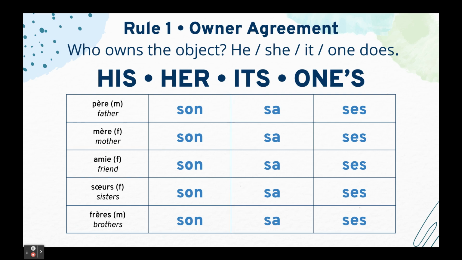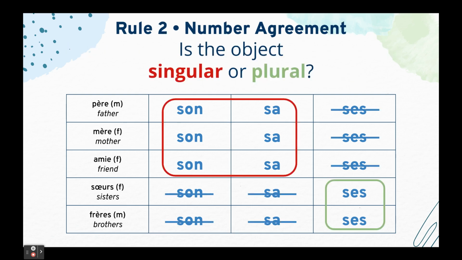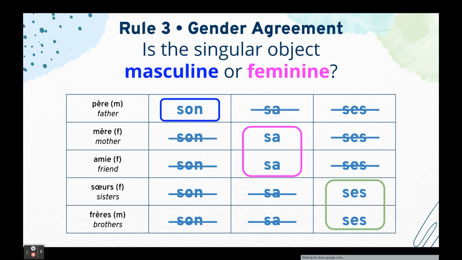That's his, her, its, or one's. In those cases, we would use son, sa, or ses. So, rule number 2, number agreement: is the object that is owned singular or plural? If it's singular, we use son or sa. If it's plural, we use ses.